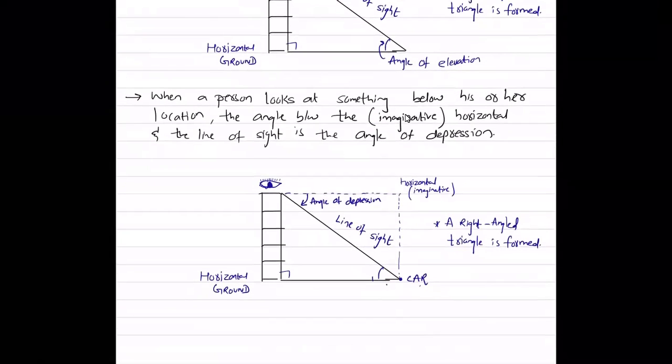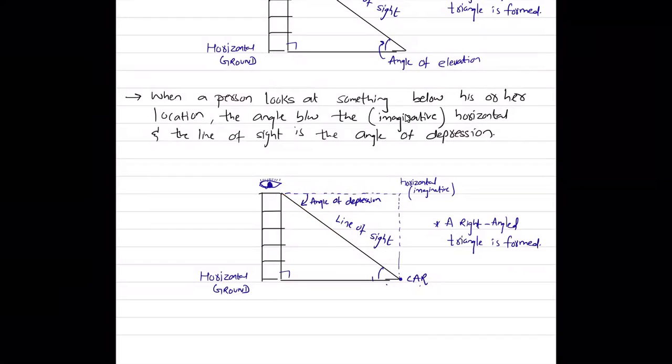Then, if a person is standing at the top of the building and he sees a car on the ground, the angle that he makes with this horizontal dashed, imaginary line to view the car is known as the angle of depression. Because he is at the top of the building and sees the car, the angle that his line of sight makes with this horizontal is the angle of depression.